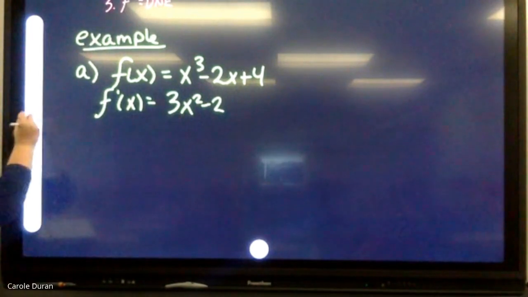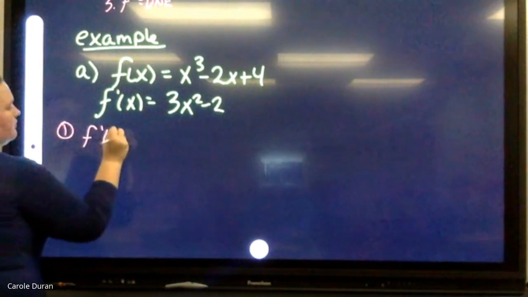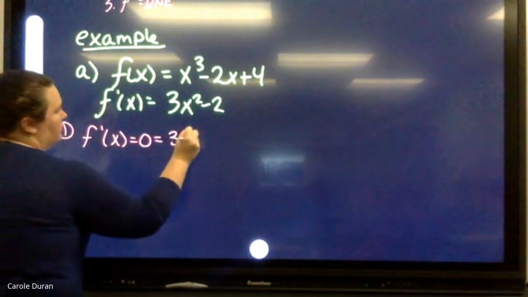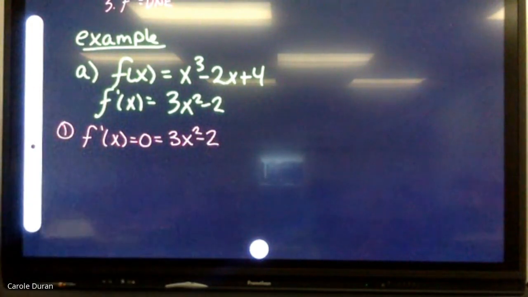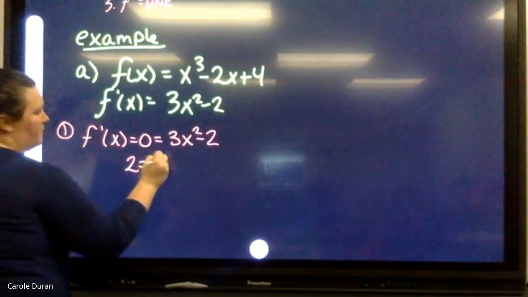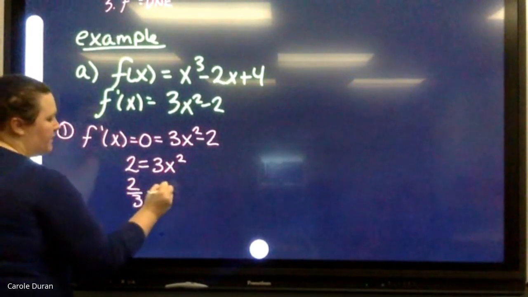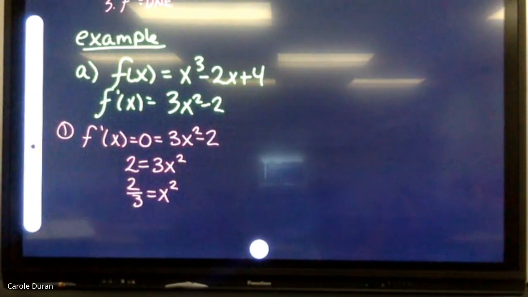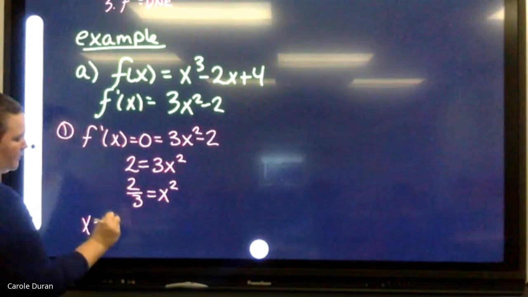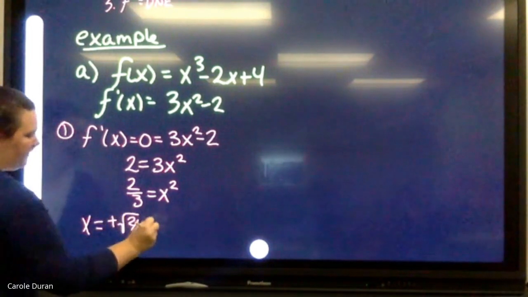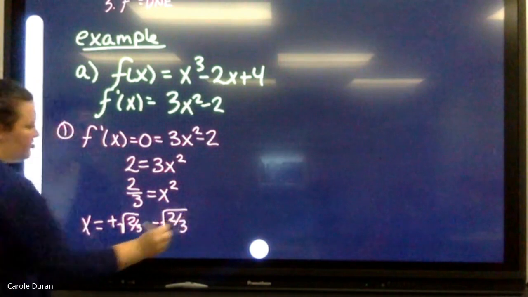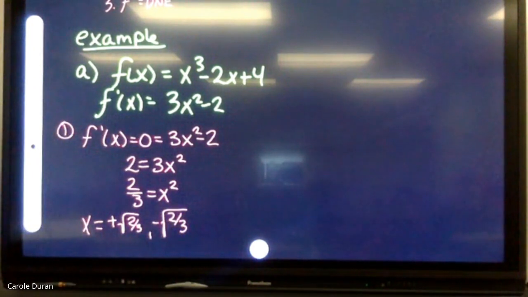Once I have the derivative, I need to set that equal to 0. What's going to be the easiest way to find the zeros for that? Don't I just set it equal to 0 and solve? Yeah. So then I'd add the 2 across and I get 2 equals 3x squared. Divide each side by 3. I get 2/3 equals x squared. Square root both sides. And I get x equals positive square root of 2 over 3 and negative square root of 2 over 3. So I have two potential extrema right there.